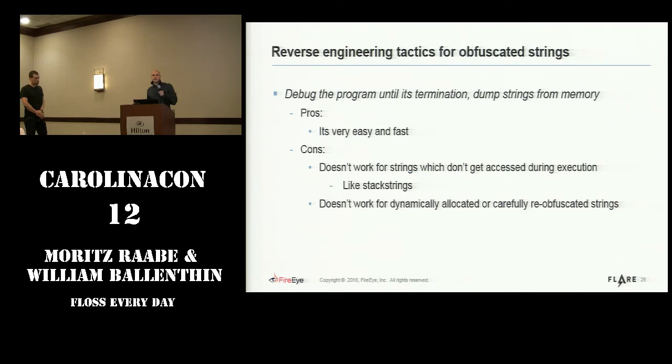So how do reverse engineers actually go about decoding strings that are obfuscated in malware? One thing you can do is debug the program and run it until its termination point, before everything gets removed from memory, and then dump the strings that are still in memory. You compare those to the strings you had before from running strings statically, and sometimes you get a win from that. Most often, though, strings are not really accessed. You have stack strings, for example. You have strings that get dynamically allocated and freed if the programmer knows what they're doing, or strings that get re-obfuscated after using them.